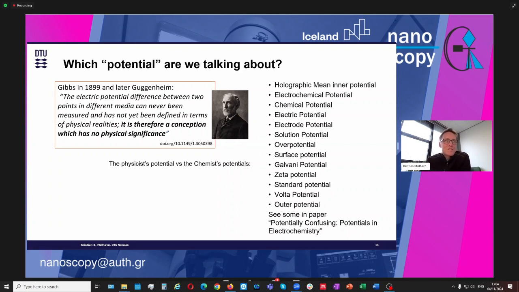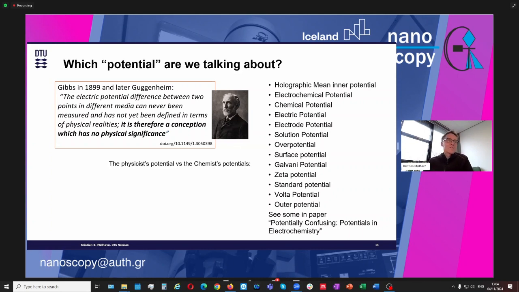But when the physicists meet the chemist, the chemist will say, well, look, you come here and talk about a mean inner potential. That's one. But the electrochemist will talk about a whole lot of different potentials. I just listed all the different potentials I could think of, and there are many. Some of these are actually the same potential, just with different names, and some of them are combinations of others. And there is a nice paper called Potentially Confusing Potentials in Electrochemistry, and I agree, there are a lot of potentials.